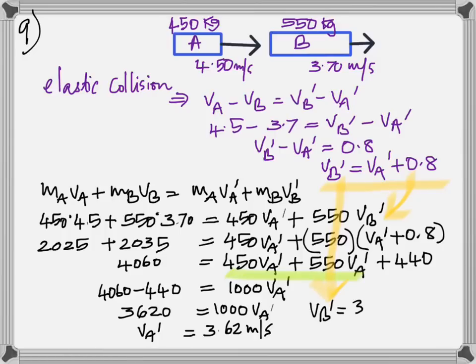Now you can get back the value of VB prime simply by plugging in the value of VA prime, giving 4.42 meters per second.